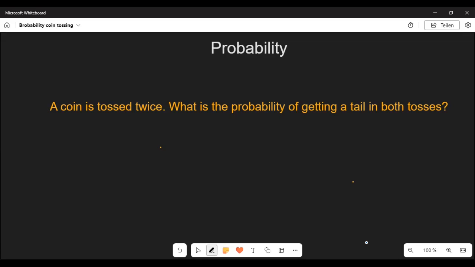probability, and first we're going to look at the probability of tossing a coin. The assumption here is that it's a fair coin, and that we are going to toss it twice and then see what's the probability of getting a tail in both tosses. That is, when you toss the first time, you get a tail, and the second time you also get a tail. So let's look at this.